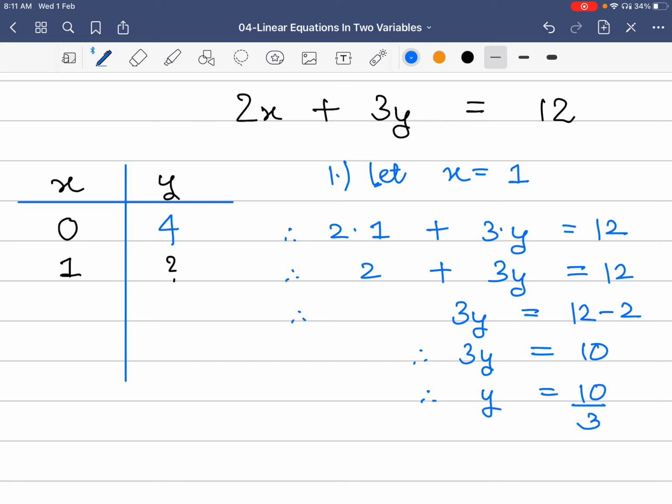Therefore 3y is equal to 10, and therefore y will be equal to, divide both the sides of equation by 3, so y will be equal to 10 by 3, and that becomes the solution here. So when x is equal to 1, y is 10 by 3, which is a rational number. It's not a whole number, it's a rational number, 10 by 3.